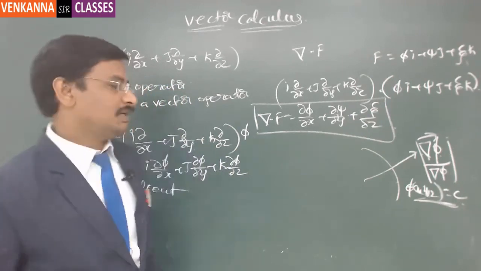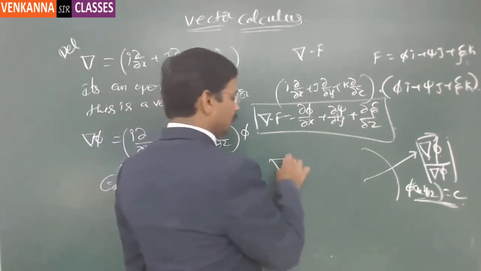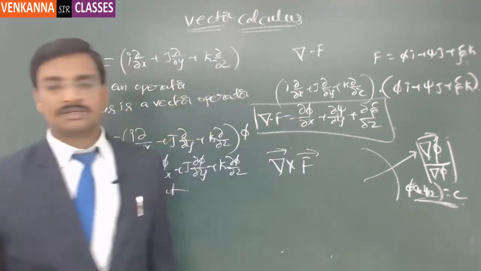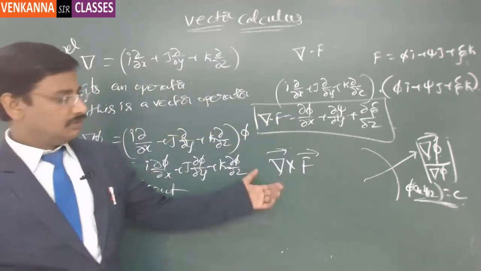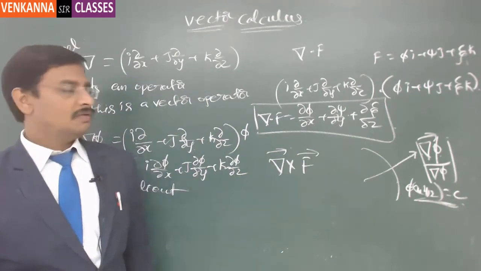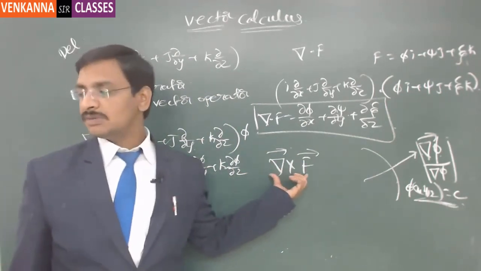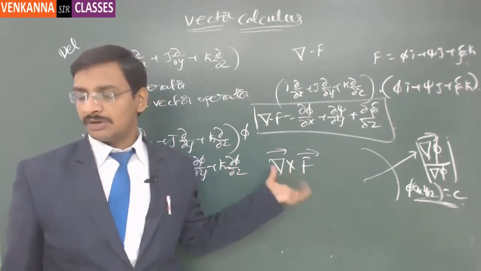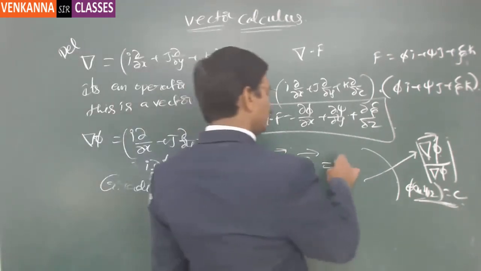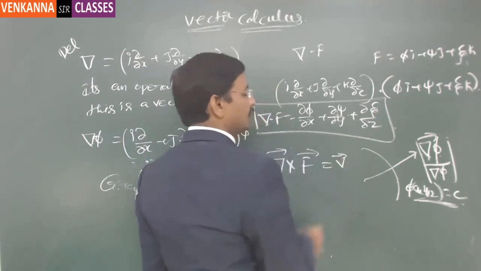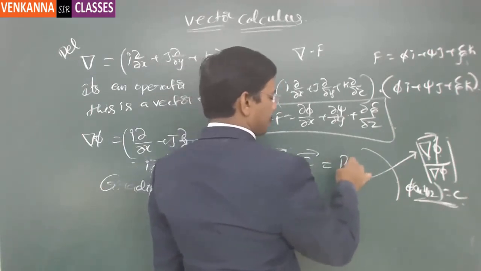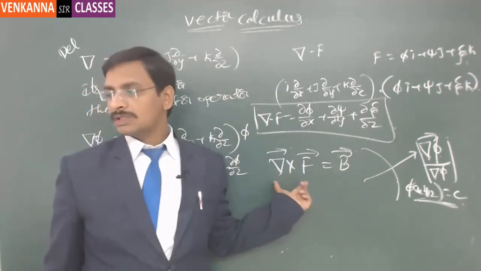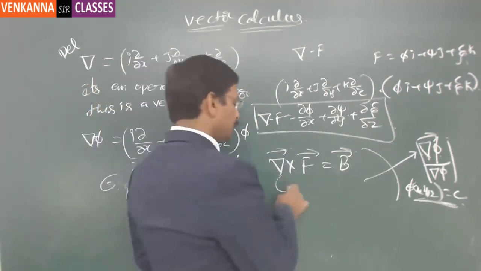So the next aspect is the curl. Curl is nothing but del cross F. So this can be operated only on vectors, right? Del can be operated only on a vector. Del cross F is nothing but a vector product. So two different vectors operated with a cross product is going to result in a vector. Now this curl is nothing but the rotational component of the field.